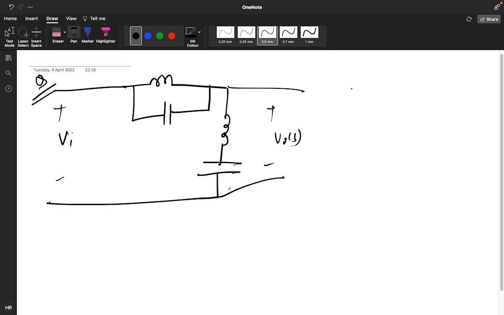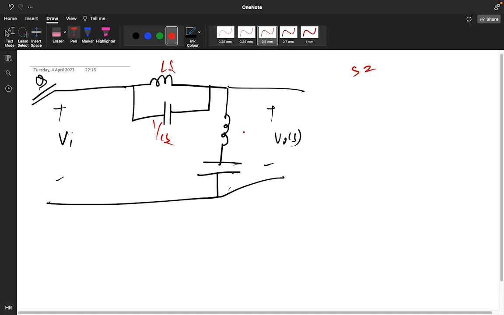Okay, so if you put s equals 0, this is Ls, this is 1 by Cs. What circuit will you get? S equals 0, so the inductor will be short circuited. And here the capacitor will be open circuited. And here it will be short circuited, and here it will be open circuited.